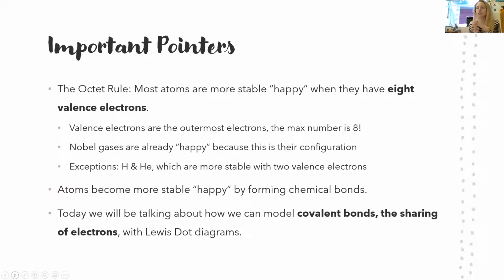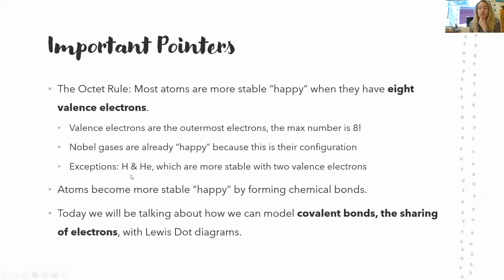There are some exceptions to this rule. Hydrogen and helium are going to be more stable with just 2 valence electrons, and this is because they are in the 1s energy level, and it only has 2. All the other energy levels have 8 electrons. The one energy level 1 only has 2. So that is why they are the exception.